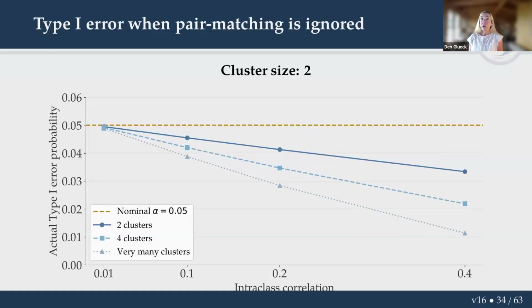This shows a study with clustering and pair matching in which pair matching is ignored in data analysis. Here, the nominal type 1 error rate is shown as a horizontal golden line at alpha equals 0.05. Here, the effect is conservative. When pair matching is ignored, you can see that the type 1 error rate becomes smaller, with very many clusters showing the largest decrease in type 1 error rate.